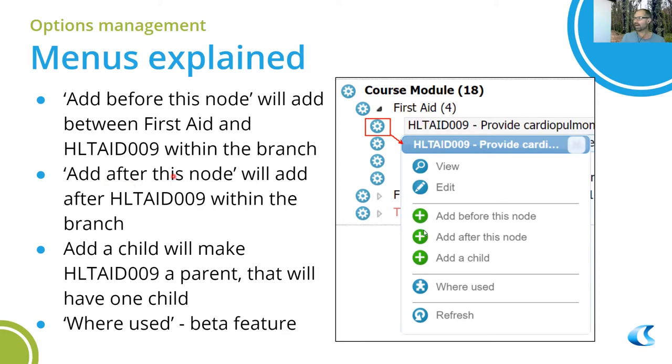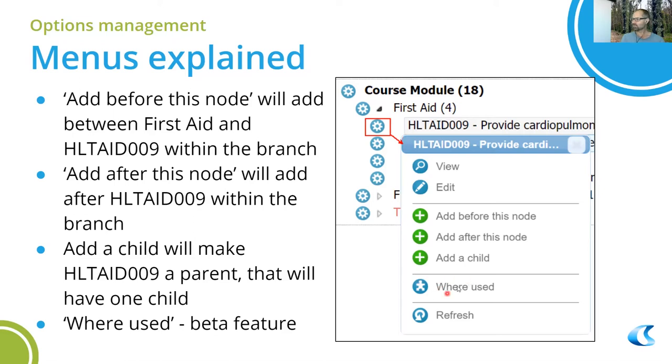If you choose add after this node, because we've clicked on this cog here, it's going to add just below the HLT 009. If you click on add a child, we're actually going to make a child come underneath the 009, but 009 is going to become a parent. So it's going to have one of those little triangles there, and we'll have to open up to have a look, which is what Kane was talking about having done for his venue locations.